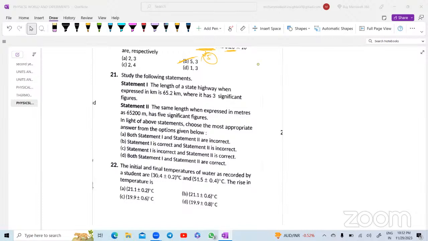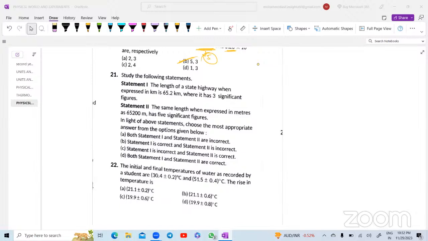Study the following statement. Statement 1: The length of the state highway when expressed in kilometer is 65.2 kilometer, where it has 3 significant figures. Statement 2: Same length when expressed in meters, 65200 meters, has 5 significant figures. In the light of the above statements, choose the most appropriate answer from the options given.